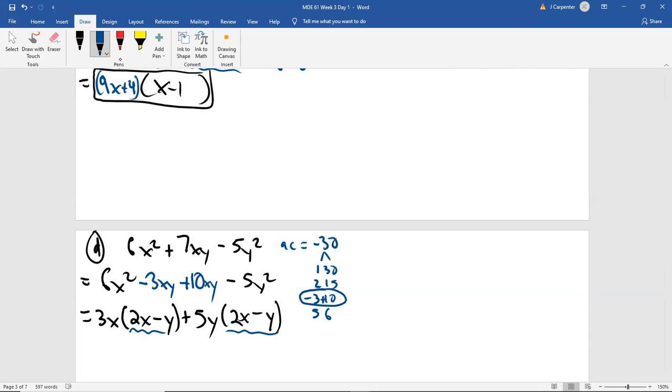We have a matching GCF binomial. So we write that first, 2x minus y. We open a parentheses. And then what goes in the next parentheses? It's everything that wasn't what we just pulled out. The 3x and the plus 5y. There is our answer.